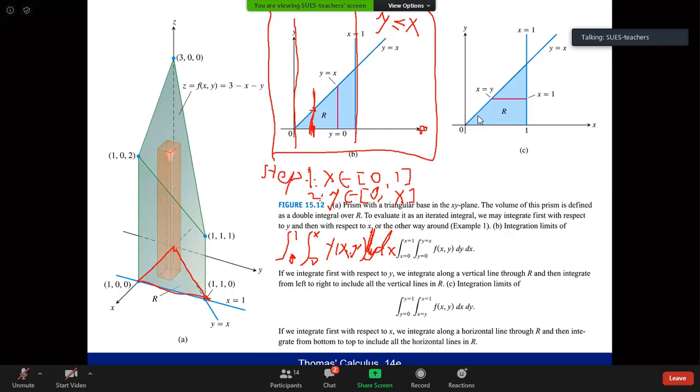How about if you want to fix y first? Step one is to find the smallest range of y that can cover this blue area. Here is y, these two. We know that y is from 0 to 1.